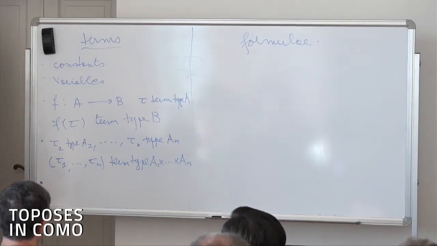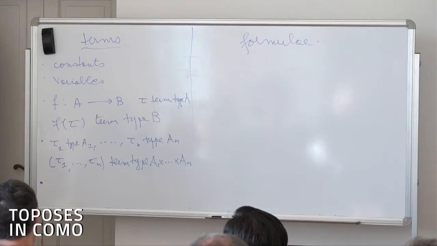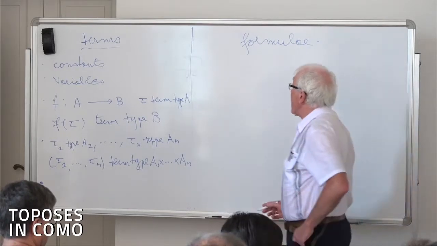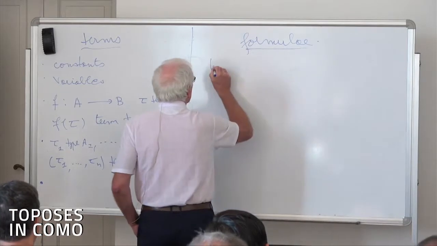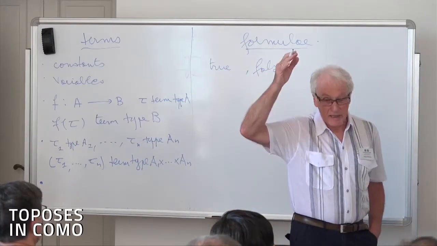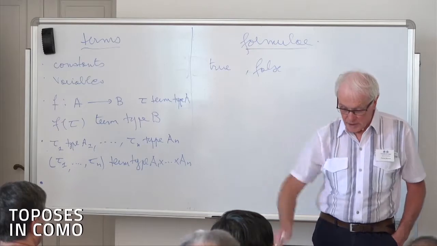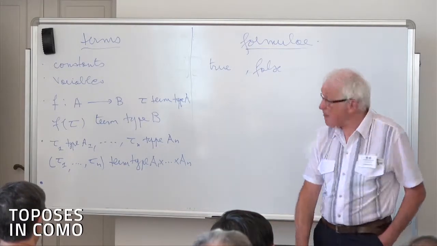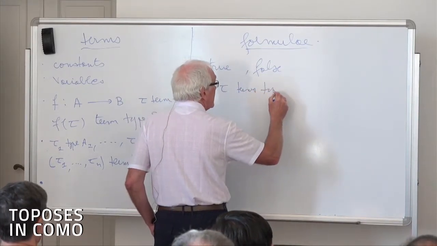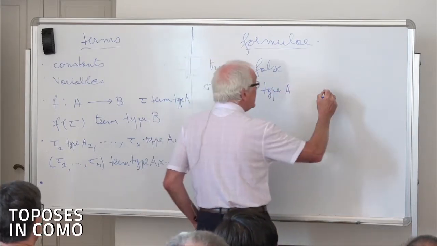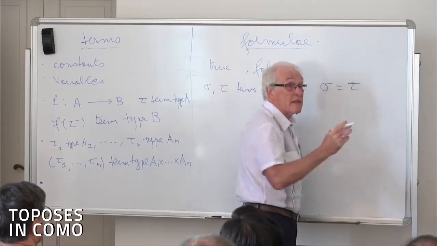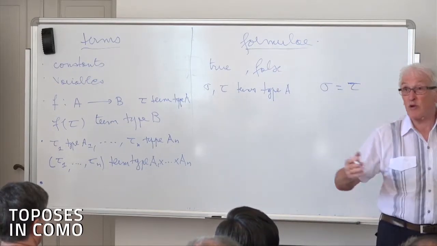Well, and there is a last thing, but it involves a formula, so let me first switch to the formula. What are the formulae? Well, true is a formula, and false is a formula. I decide that when I say true, that's a formula. When I say false, it's a formula. And if I have sigma and tau, which are terms of type A, I decide that sigma equals tau is a formula. Do not ask me if it is true or false. That's not the point for the time being. I explain how to construct formulae.